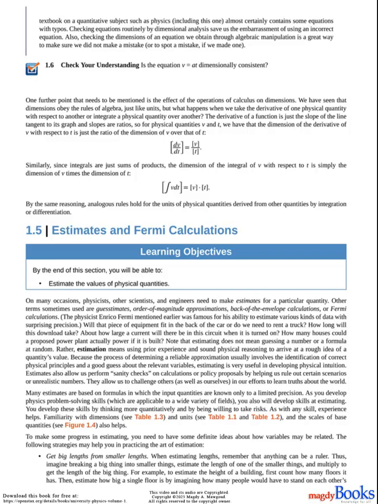Similarly, since integrals are just sums of products, the dimension of the integral of v with respect to t is simply the dimension of v times the dimension of t. [∫v dt] = [v]·[t]. By the same reasoning, analogous rules hold for the units of physical quantities derived from other quantities by integration or differentiation.